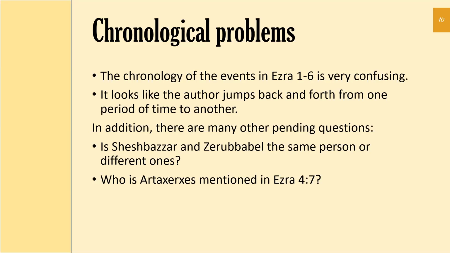Another problem that we can find is the chronology and the chronological order of the events. In this case, there is an impression that the author of the book of Ezra, especially, is jumping from one period of time to another, and sometimes this creates problems for the interpretation of the book. I will give you just several examples, especially if we read chapter 4 of the book of Ezra.